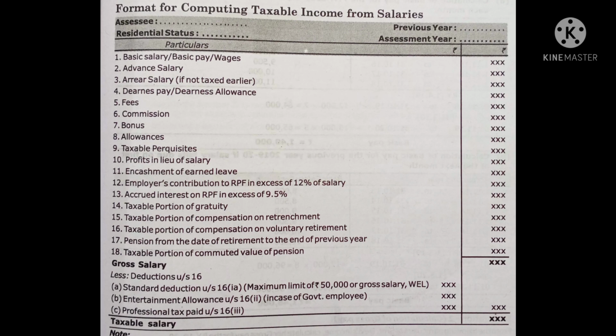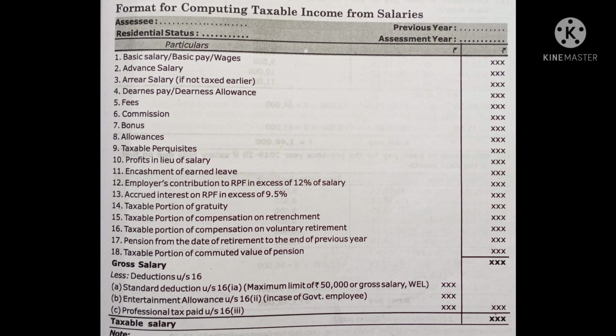Now coming to the points, basic salary or basic pay or wages. This will be the first calculation which I will be starting in the next class. This will have problems for 6 marks. Then advance salary, already I told you, advance salary means which you have received earlier itself. Arrear salary means which was to be received but not yet received is received now. So if not taxed earlier, it will be taxable now. If it is already taxed, no need to tax it again.